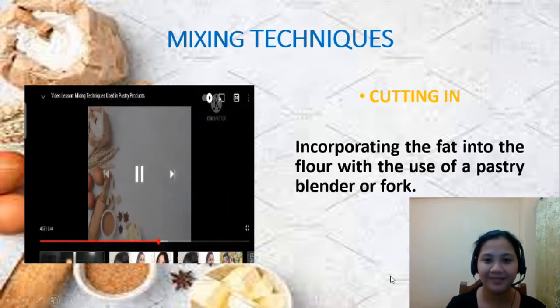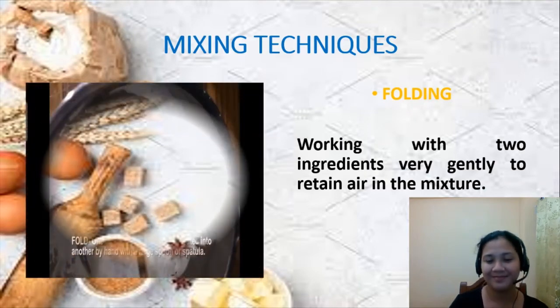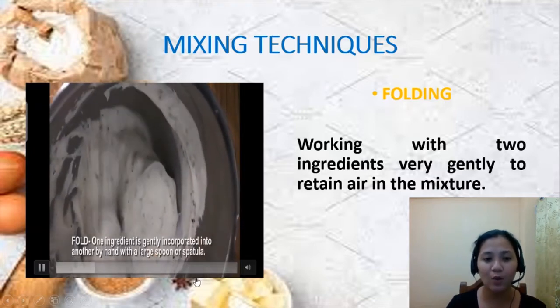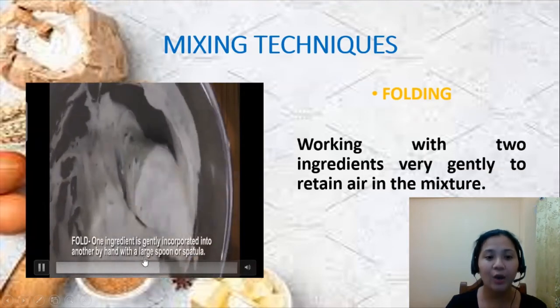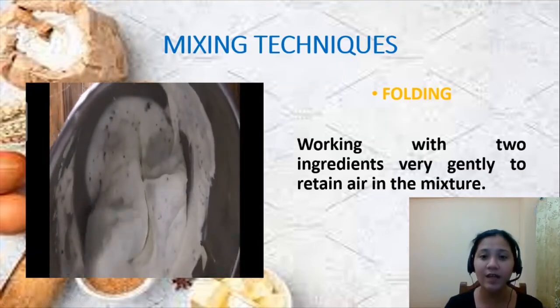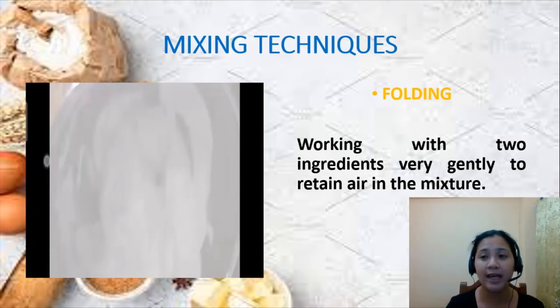Next technique, we have folding. Folding is working with two ingredients very gently to retain air in the mixture. As you can see, one ingredient is gently incorporated into another by hand, with a large spoon or spatula. So you have to fold it. One example of folding is folding a meringue mixture when you're making a chiffon cake.